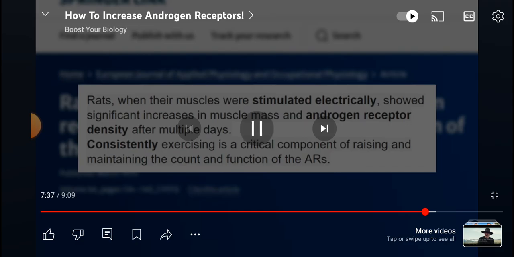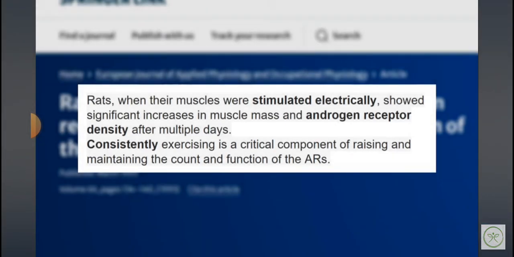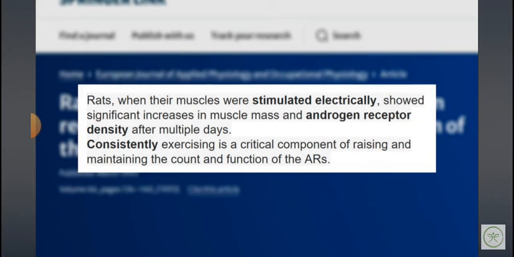What they noted on this study is that rats, when their muscle was stimulated electrically, showed significant increases in muscle mass and androgen receptor density after multiple days. Yeah, but we're not rats, and we're not going to stimulate our muscles like this, okay, with electrical shocking to increase the AR. Give me a break. Consistently exercising is a critical component of raising and maintaining the count and function of the androgen receptors. Yeah, exercise does that.